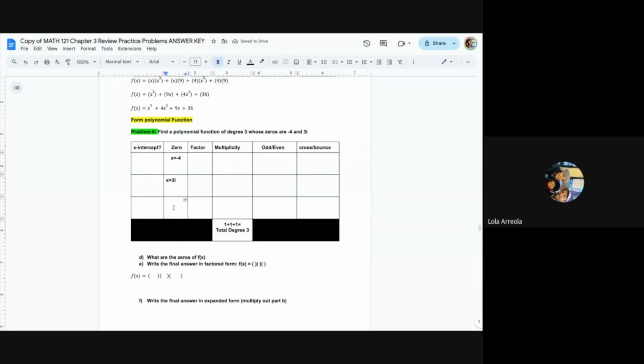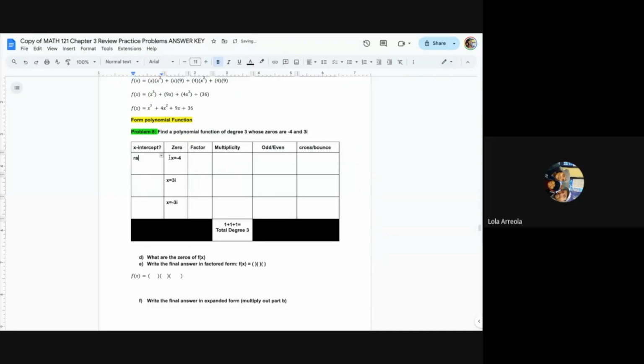And because I see it's a complex, I already know in the back of my head that complex numbers come in pairs. So without telling me, it's implied that -3i exists, and it's also a factor. I also included this column right here. Is it an x-intercept? Well, as long as the zero is a real zero, because these are all zeros. X equals -4, x equals 3i, x equals -3i, but not all of them are real zeros.